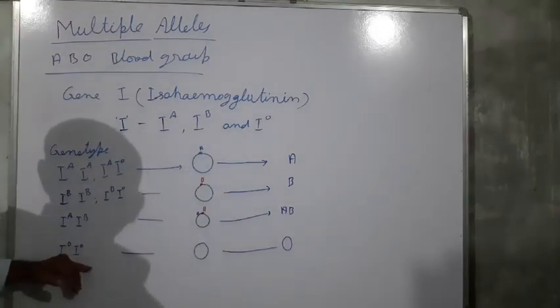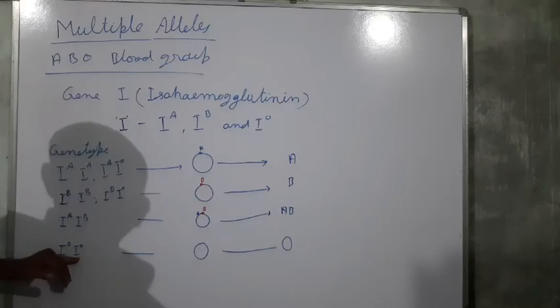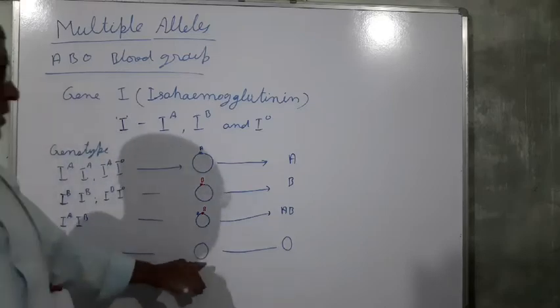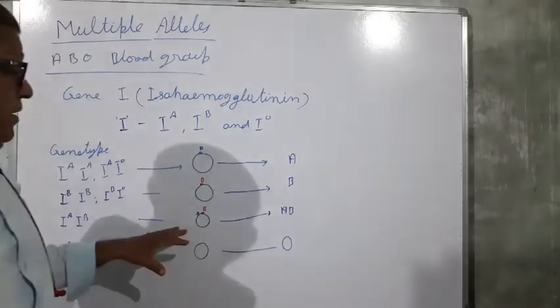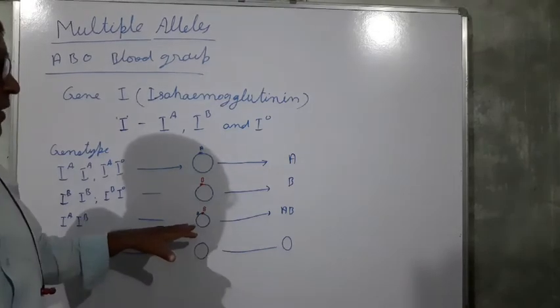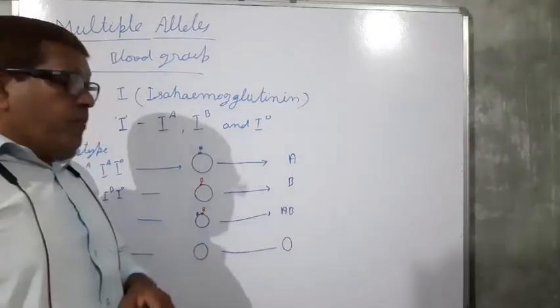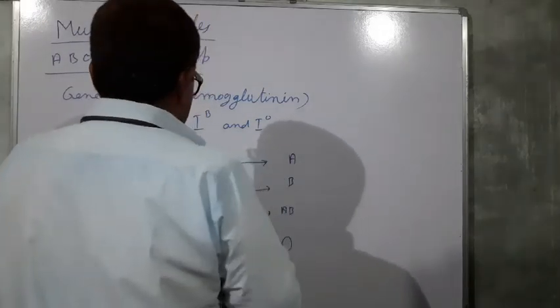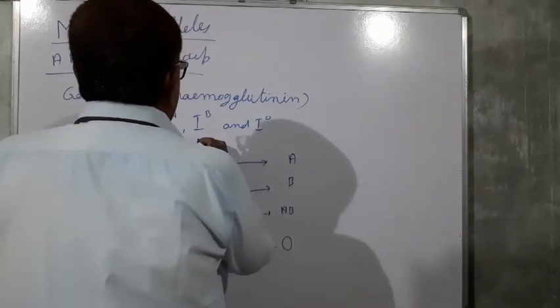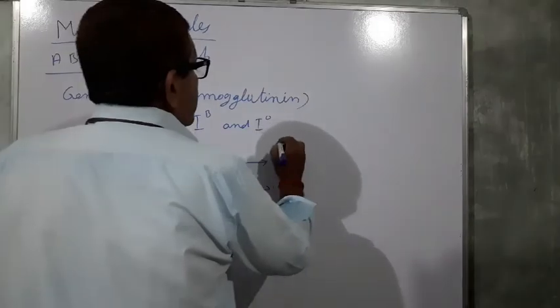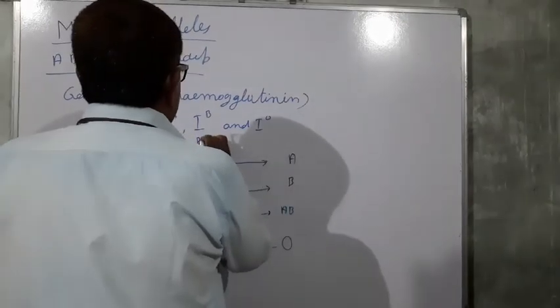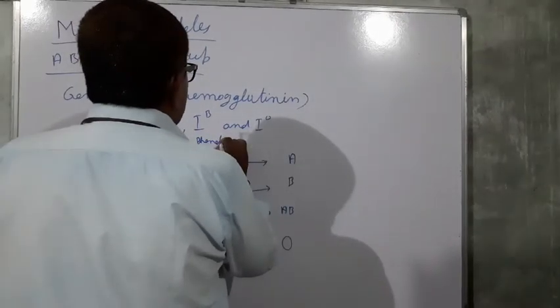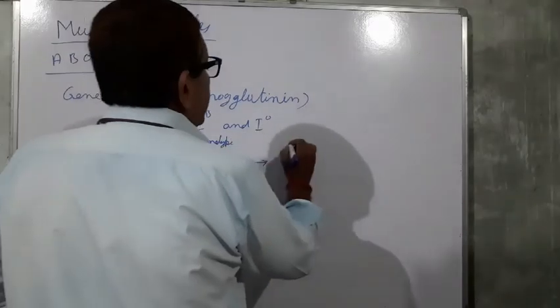And if the genotype is IO, in this situation there is no antigen, neither A nor B, and this causes blood group O. So in this way, this is the genotype and this is the phenotype, the blood group.